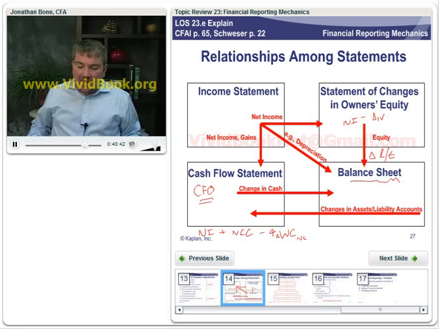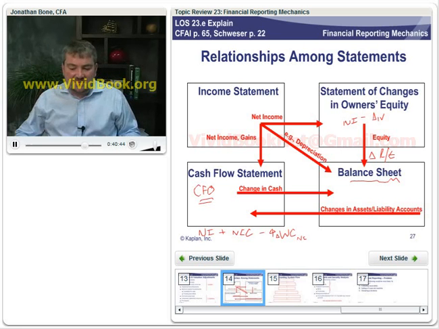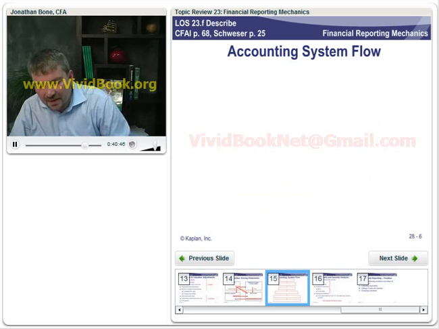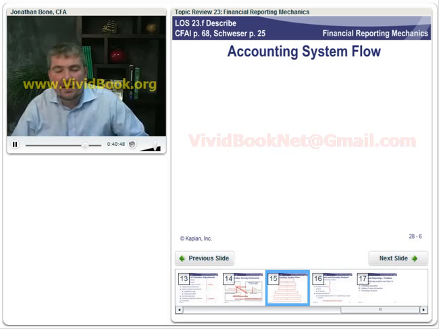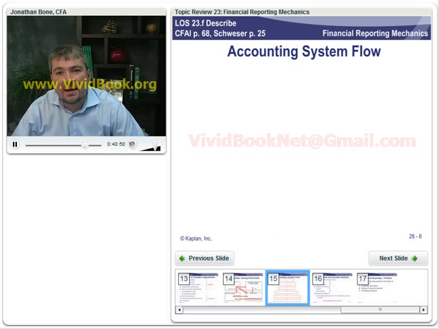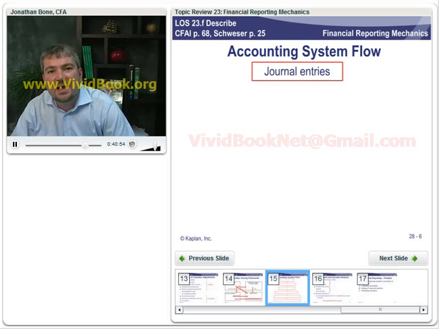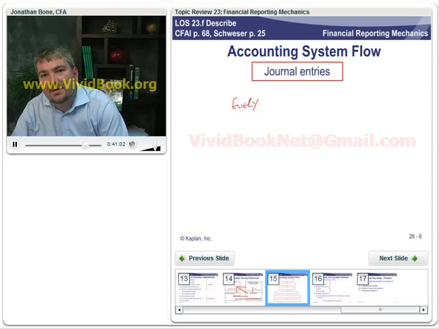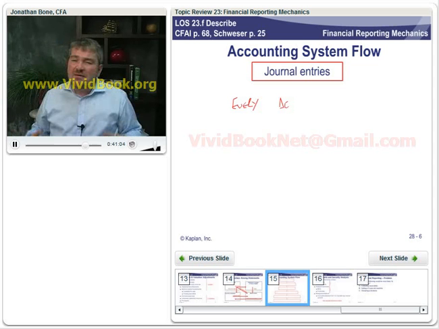So our next LOS asks us the accounting system flow. So first of all, every time the company has a transaction, it puts them through its journal book, a book of journals. This just includes every debit, that should be DR, every debit and every credit. All the debits and credits for every transaction.